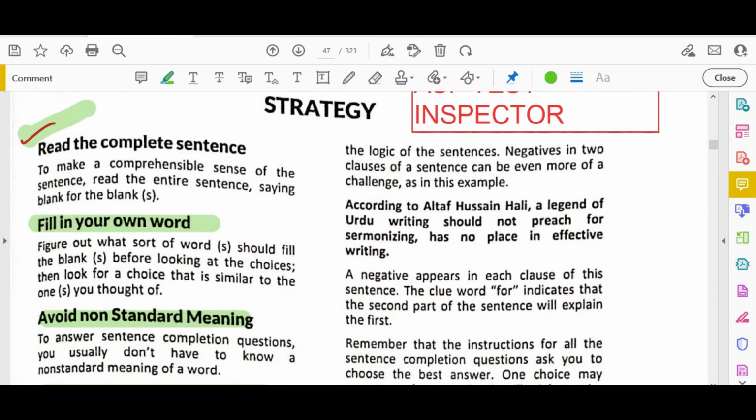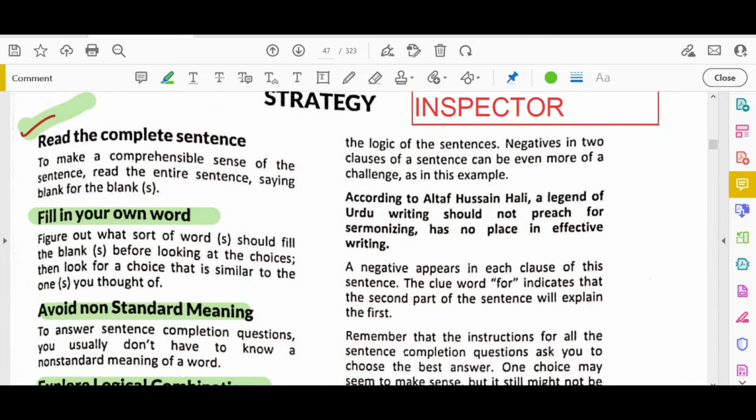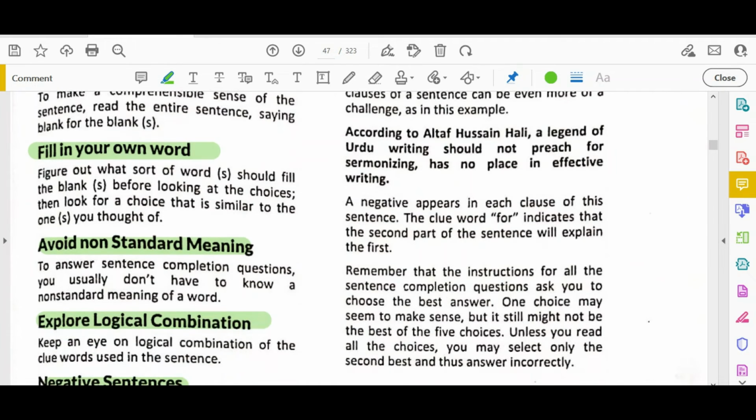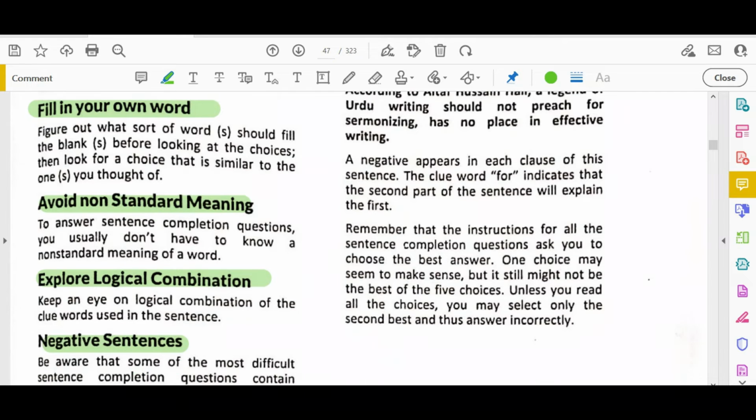The logic of negatives in two clauses of a sentence can be even more of a challenge, as in this example. According to Altaf Hussain Hali, a legend of Urdu writing, "should not preach, for sermonizing has no place in effective writing." A negative appears in each clause of this sentence. The clue word "for" indicates the second part of the sentence will explain the first.